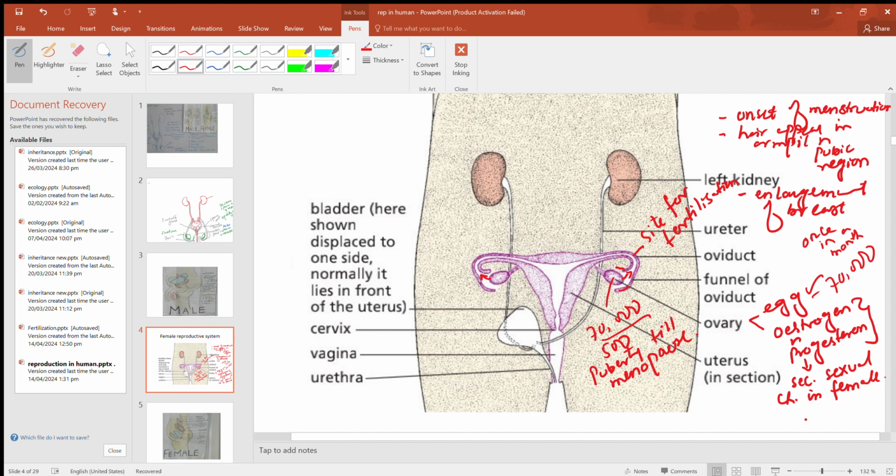Whenever the examiner asks what is the function of the oviduct, always write that it is the site for fertilization, or that it connects the ovary with the uterus so that the egg can pass through the oviduct to the uterus. The egg, after fertilization, passes to the uterus. Now, this whole structure is known as the uterus. This is called the wall of the uterus, and this is called the uterine lining.